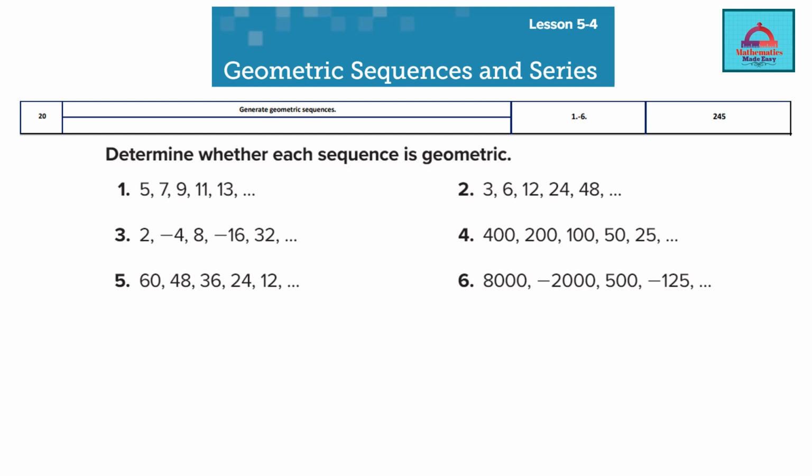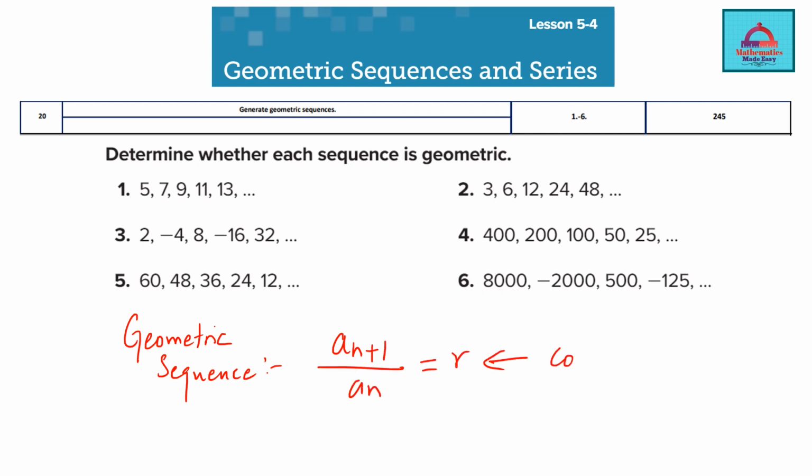In this lesson from 5.4 geometric sequences and series, we have to determine whether each sequence is geometric or not. So you are given from question 1 to 6 some numbers and some patterns and sequences. You have to check whether they are geometric or not. So let me recall about a geometric sequence. When is a sequence said to be geometric? It is said to be geometric if the ratio of any term to its previous term is constant.